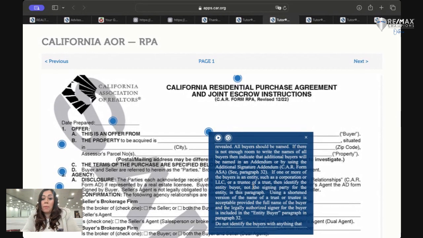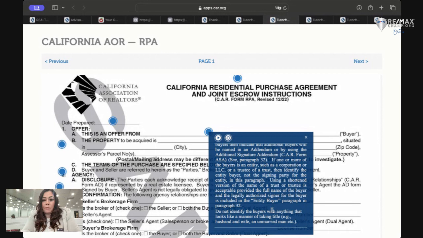If one or more of the buyers is an entity, such as a corporation, an LLC, or a trustee of a trust, then identify the entity buyer, not the signing party for the entity, in this paragraph. So that's where a lot of people make a mistake. You need to be writing the name of the entity. And obviously there are other forms that you're going to attach. We'll get to that later, but using a shortened version of the name of a trust or trustee is acceptable, provided the full name of the buyer and the legal authorized signer for the buyer is included in the entity buyer paragraph in 32.